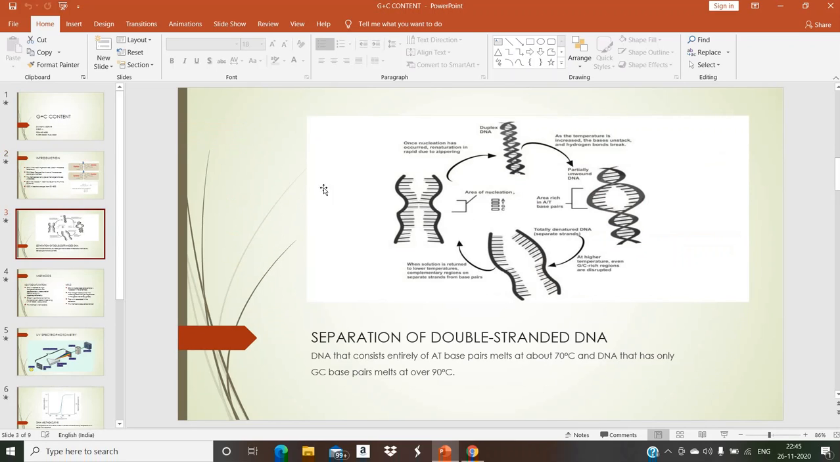In the given image, we can see the effect of rising temperature on DNA. Here we can see there is double stranded DNA. When the DNA is heated, the hydrogen bonds start to break. It is obvious that the AT bonds will break first and the GC bonds will break a little later. The AT bonds break at around 70 degrees Celsius while the GC bonds break at around 90 degrees Celsius. When the DNA solution is cooled, renaturation may occur and the DNA can come back to its original form.